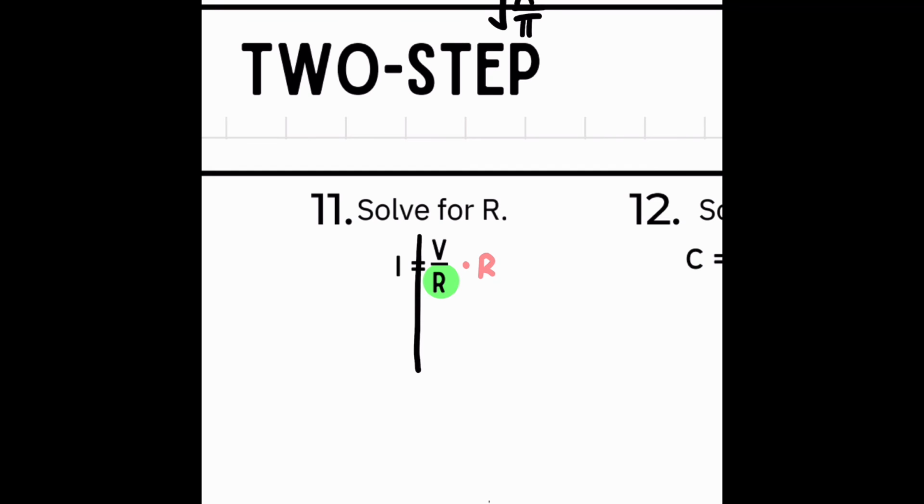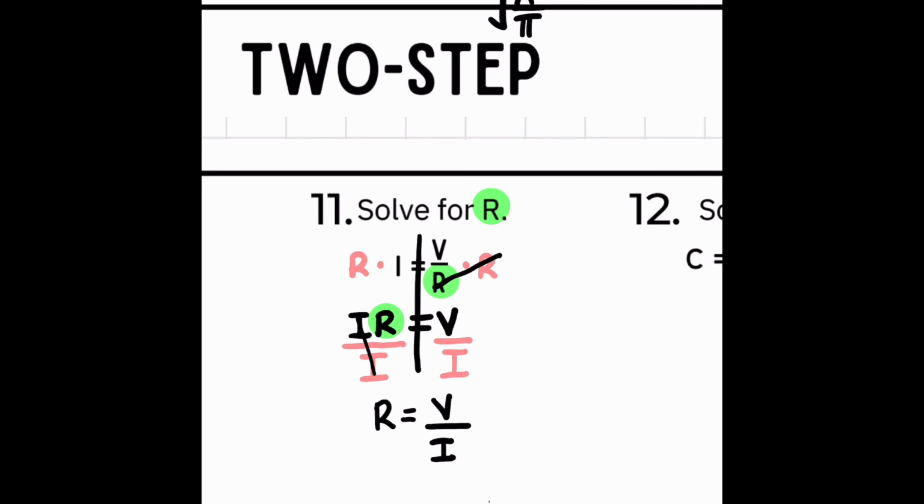So I'm going to multiply by r to get it out of the denominator. And that's going to give me I times r, or r times I, it doesn't really matter, equals v. And now we can finish solving for r. So I have I times r, and the opposite of multiplication is division. So what happens is you basically multiply the r over and then divide by what was with it. So this becomes r equals v divided by I.